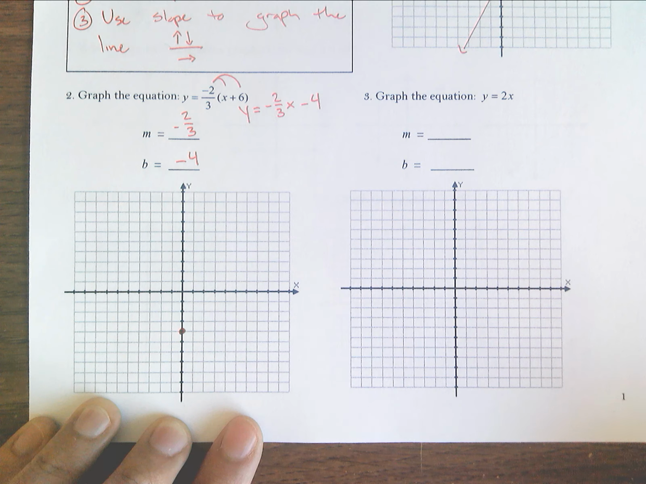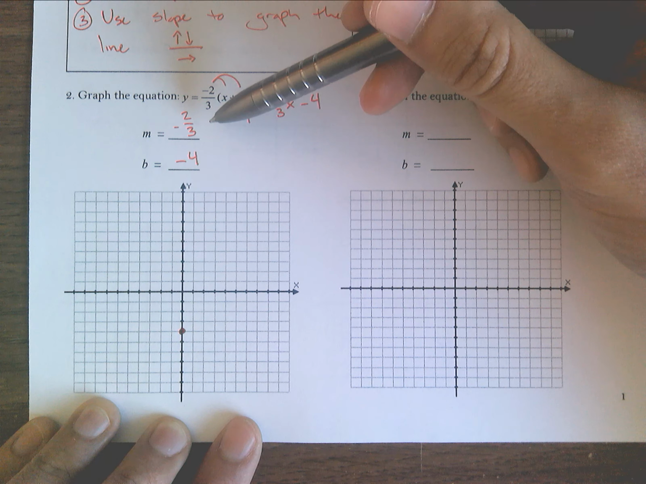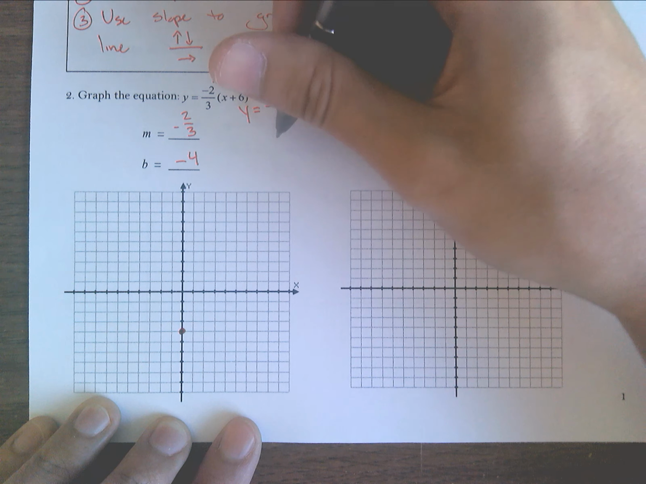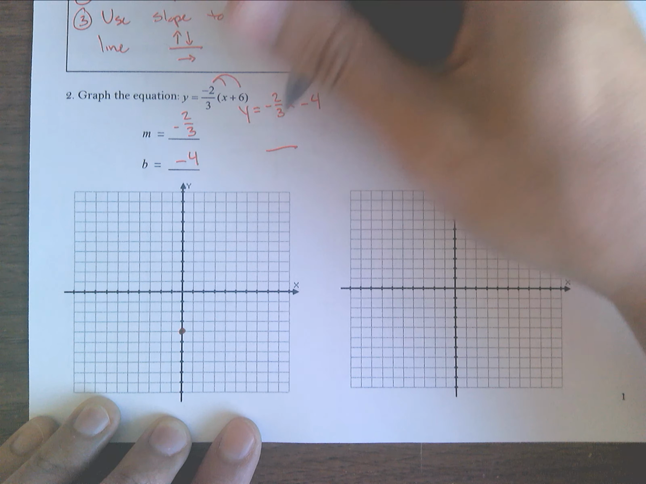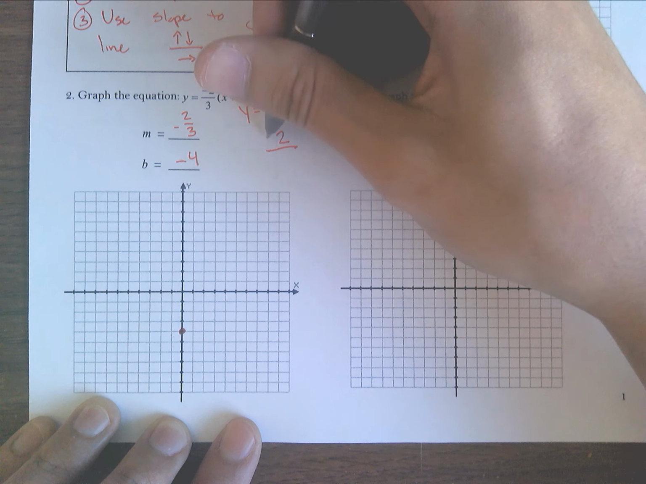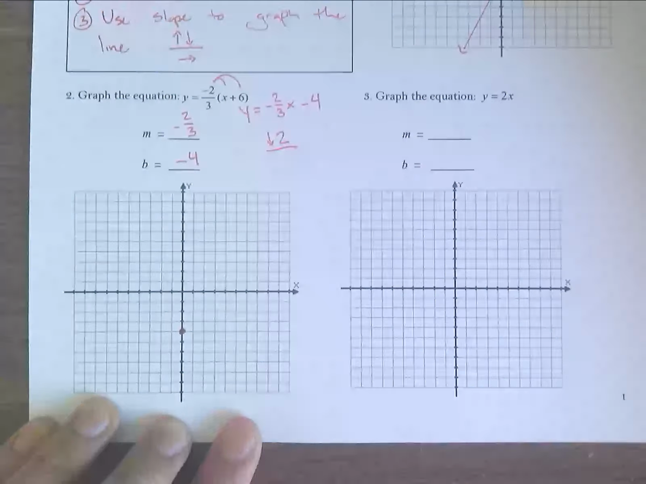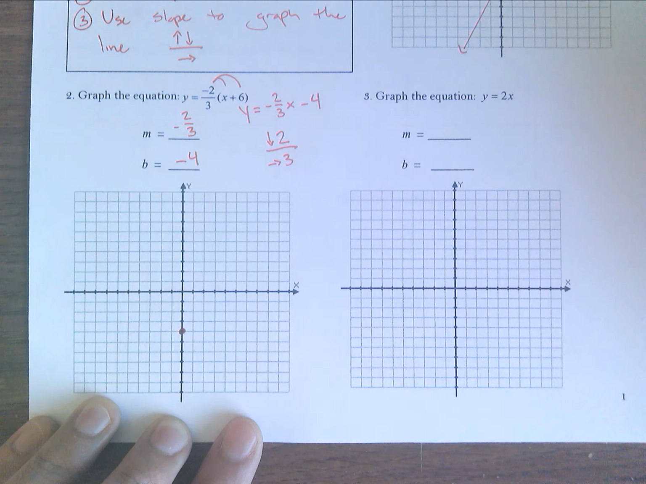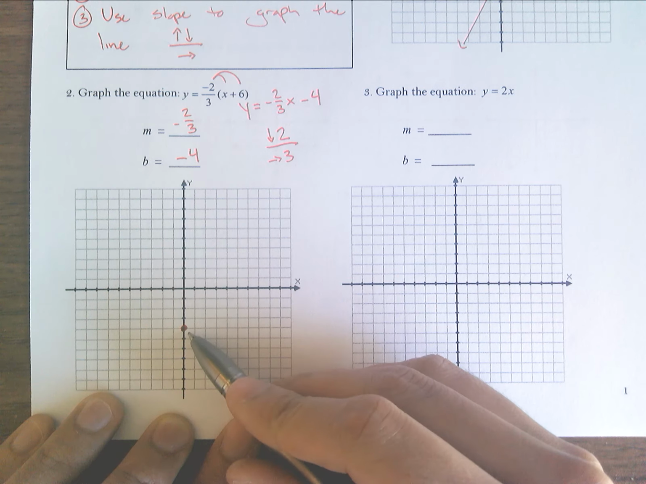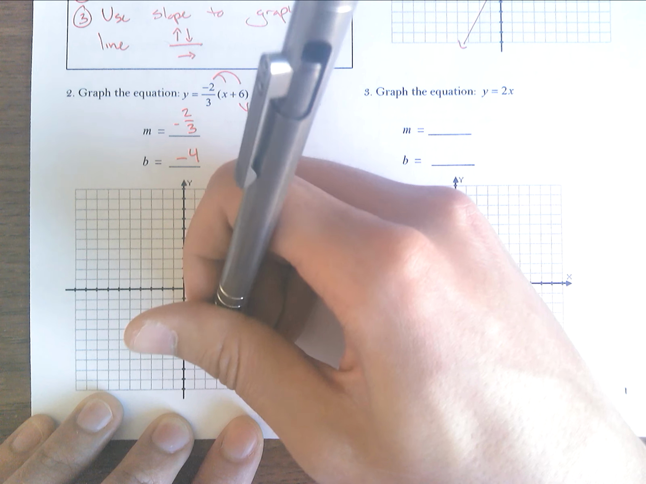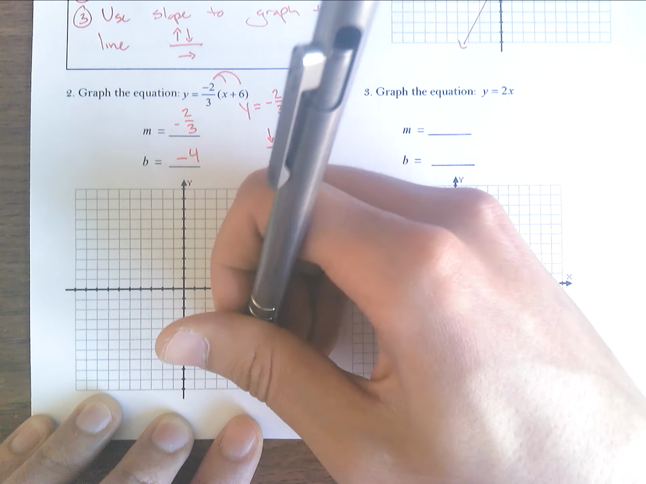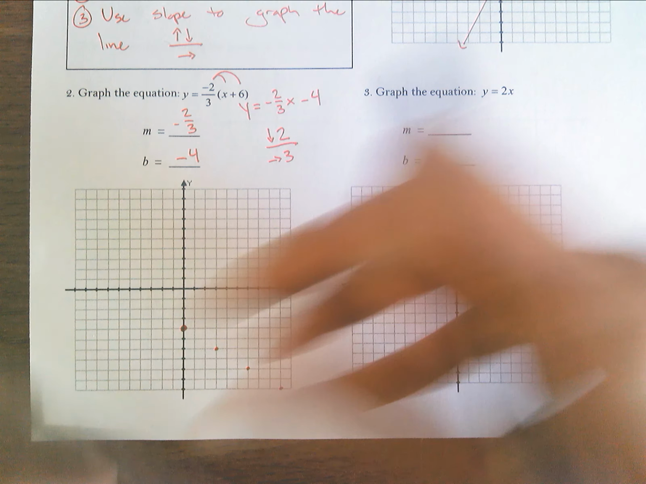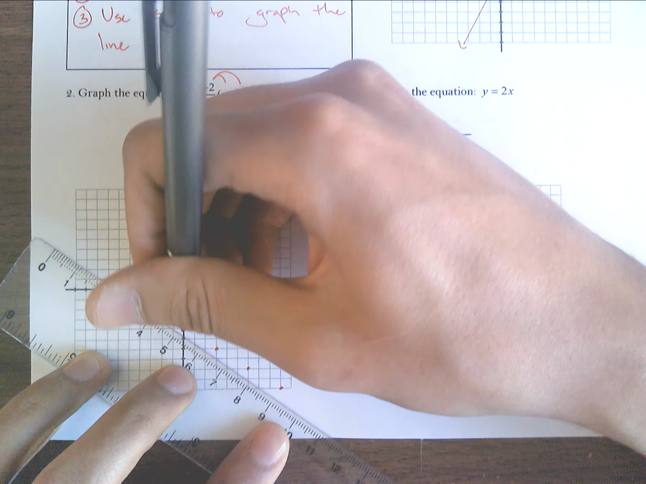Then we're going to plot our slope. So our slope is negative 2/3. Let's go ahead and write out the direction. So negative 2/3, our top is 2, but it's negative. So that means we're going to go down 2, and then we're going to go right 3. So from our first point, we're going to go down 2 and right 3. You can keep doing it, down 2, right 3, down 2, right 3. Get your straight edge and draw on the line.